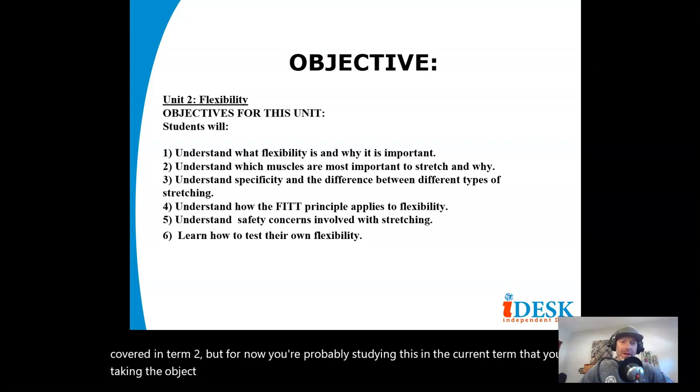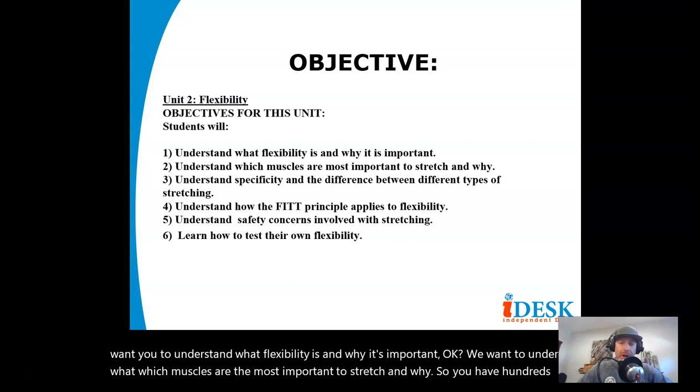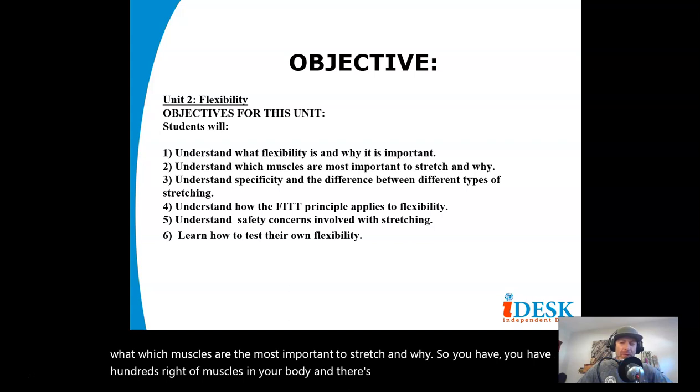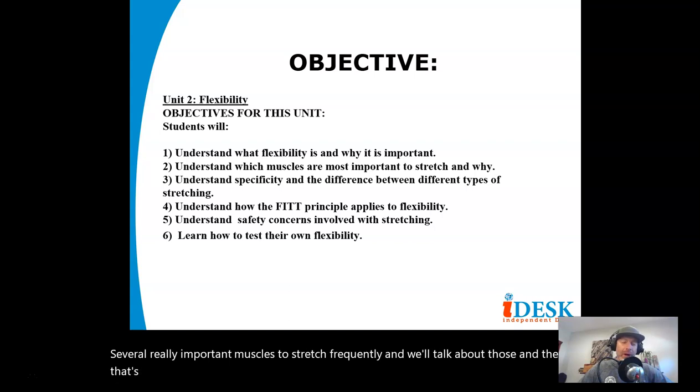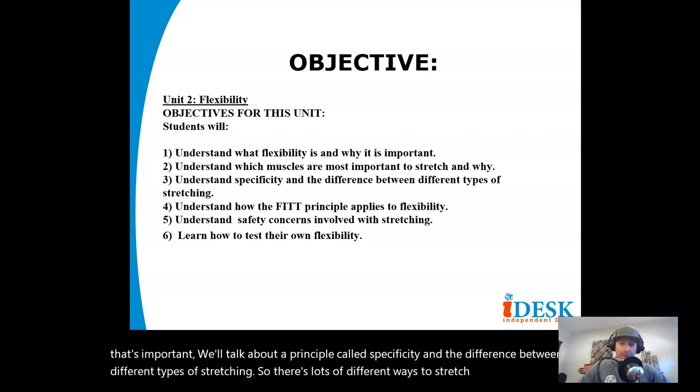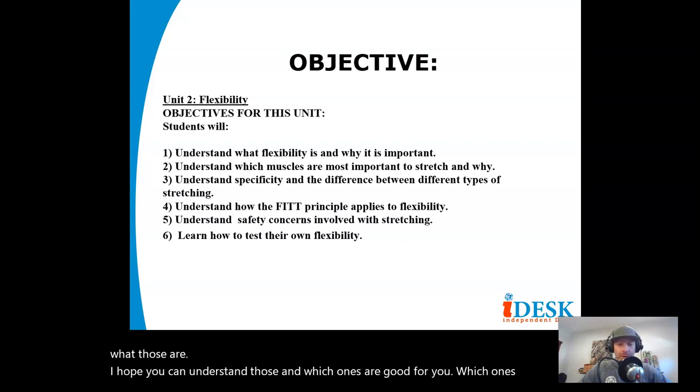The objective of this presentation is to help you do a few things. First of all, we want you to understand what flexibility is and why it's important, okay? We want you to understand which muscles are the most important to stretch and why. You have hundreds of muscles in your body, and there's several really important muscles to stretch frequently, and we'll talk about those and why that's important. We'll talk about a principle called specificity and the difference between different types of stretching. There are lots of different ways to stretch, and we're going to cover what those are, so you can understand which ones are good for you, which ones aren't so good for you.